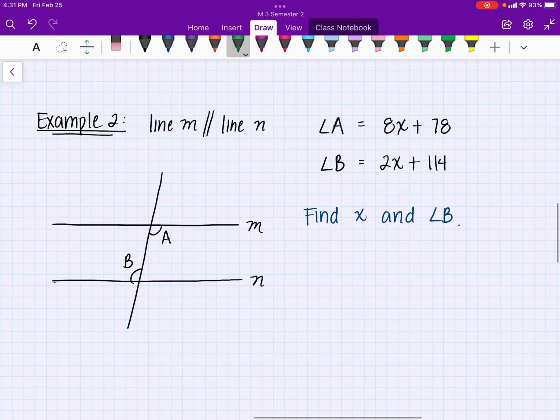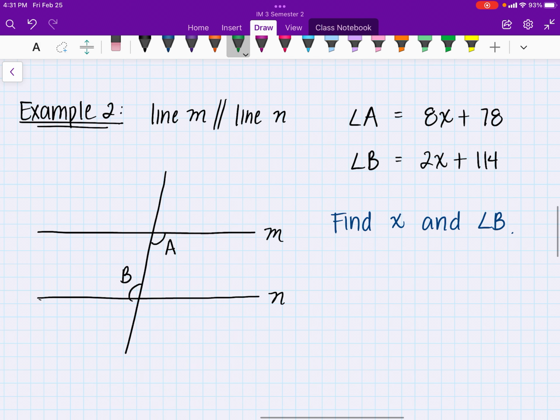All right, here is the next one, guys. Now, in this case, this is similar to it, but now we're given only two angles, and we're actually given expressions for each of them. So in this case, we have line M and line N, and we're given angles A and B, and they want us to find the X value and our angle B.